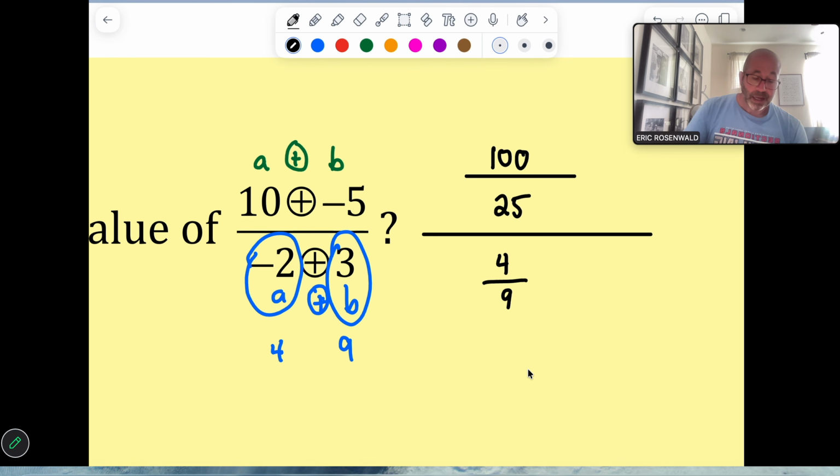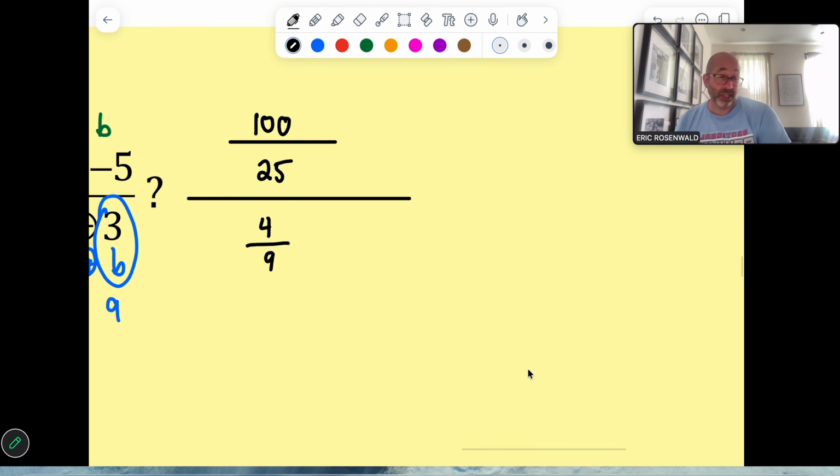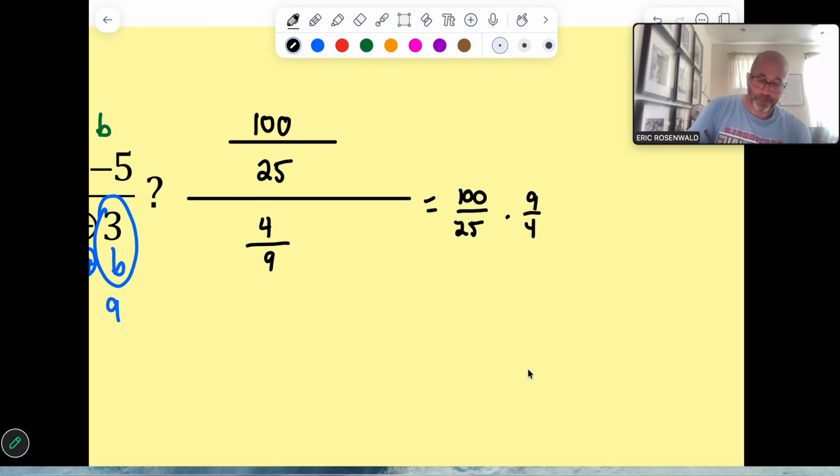Okay? And now let's go ahead and we can do keep, change, flip. So if we keep, change, flip, we'll have 100 over 25, we'll change it to multiplication, and then 9 over 4. Let's simplify from here. These are going to equate to 100 times 9 over 100. Those hundreds cancel, leaving us with just a 9.